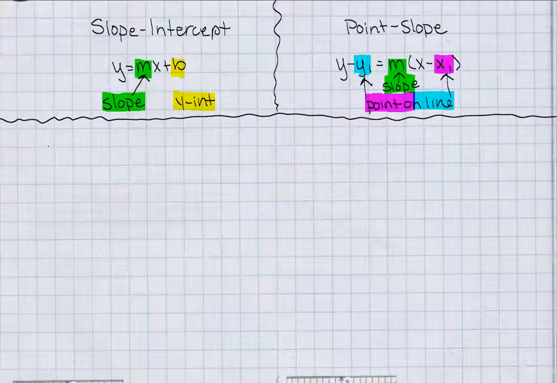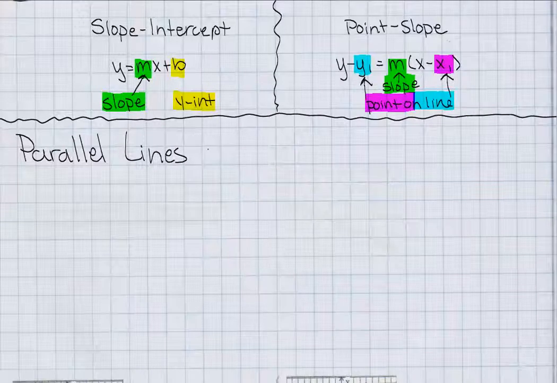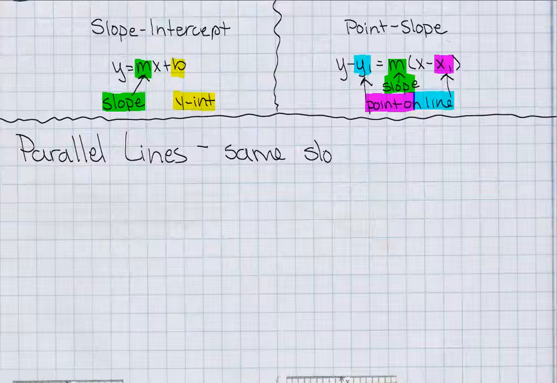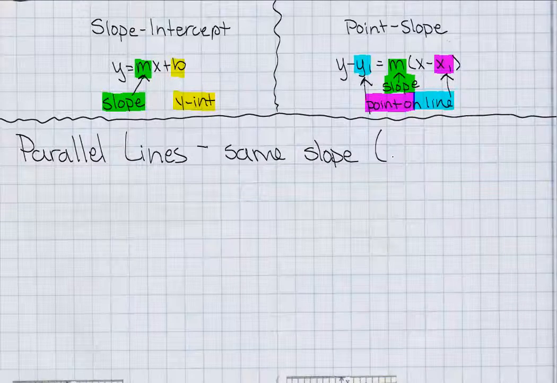Alright, parallel lines. They have the same slope. And the symbol that we use for parallel lines is two vertical lines. So anytime you're talking about two things being parallel, you will draw two vertical lines in between them.